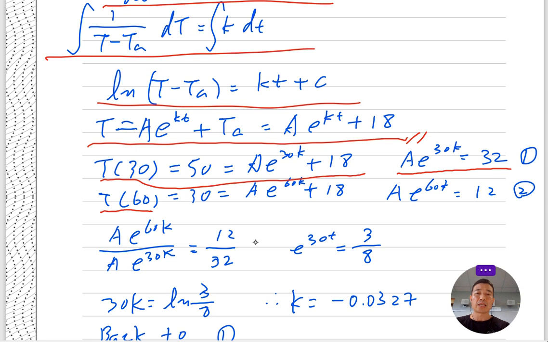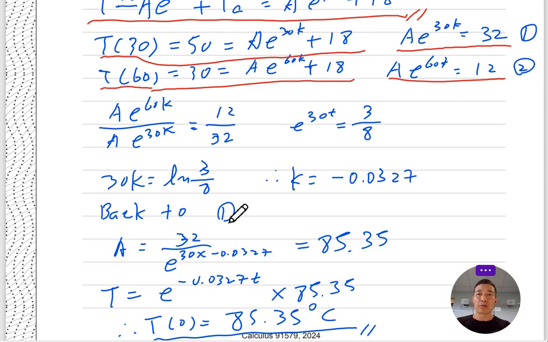And when you plug in 60, 1 hour later, you get that. So in other words, A e to the power of 60k equals 12. So between these two, you divide to get rid of A. So we tackle k first. So it turns out e to the power of 30k is 3/8.